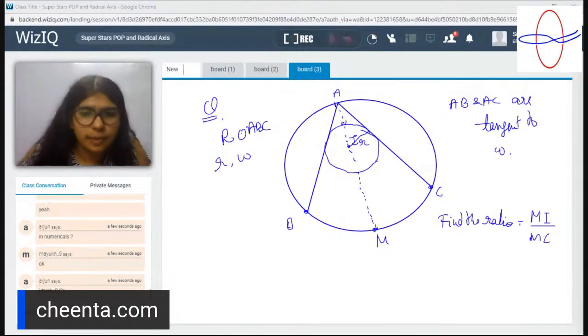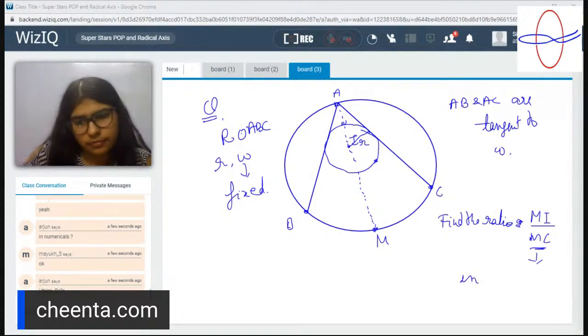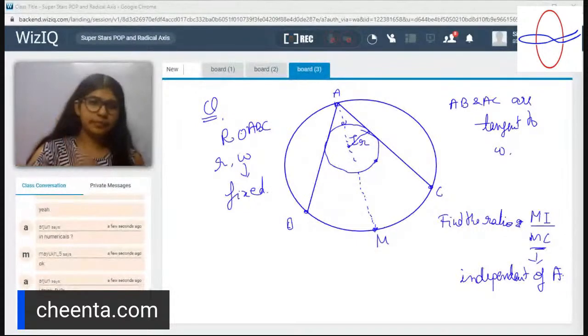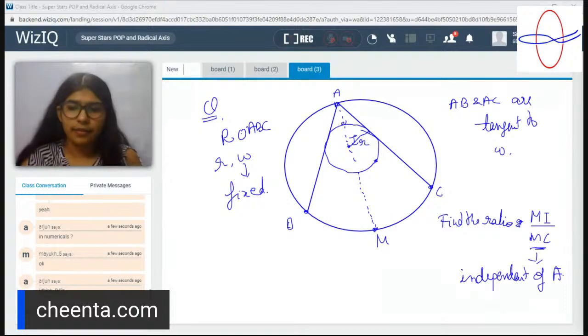This circle is fixed, omega is fixed, and A varies along the circle. You have to basically prove that MI upon MC is independent of the position of A. Okay, try this for 5 or 6 minutes. We'll discuss it at 6:57.